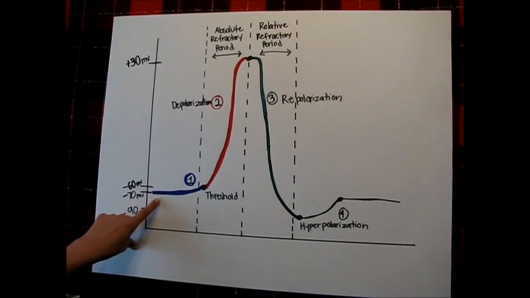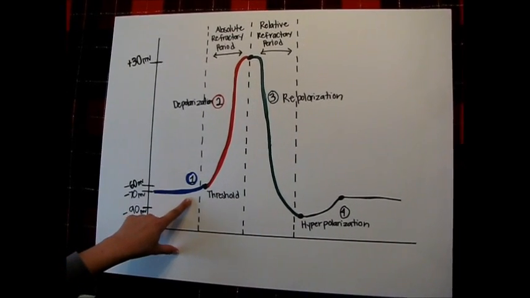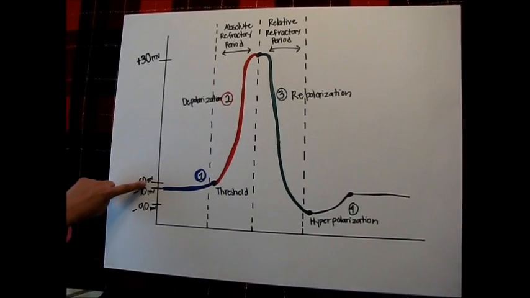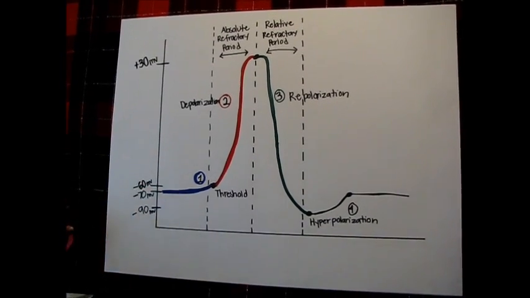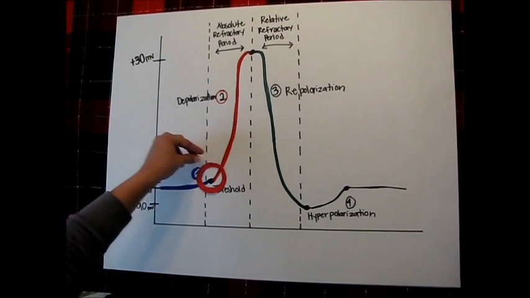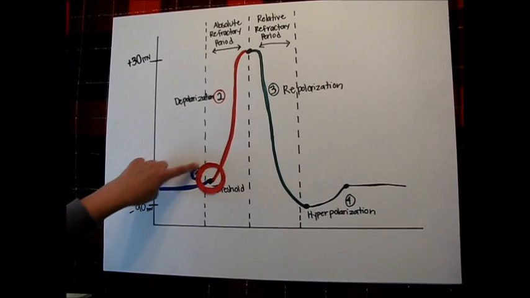When the depolarization caused by an influx of sodium ions reaches a critical level between 55 and 60 millivolts, the sodium threshold will have been met. This leads to the initiation of an action potential.